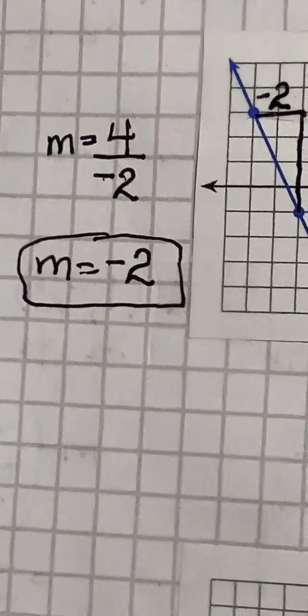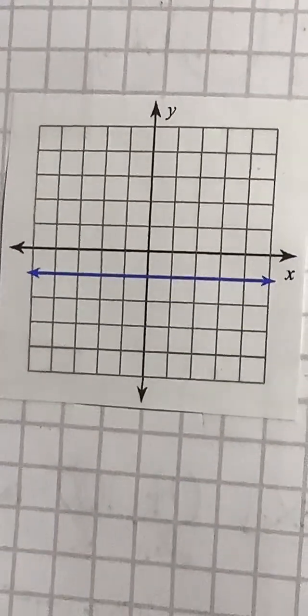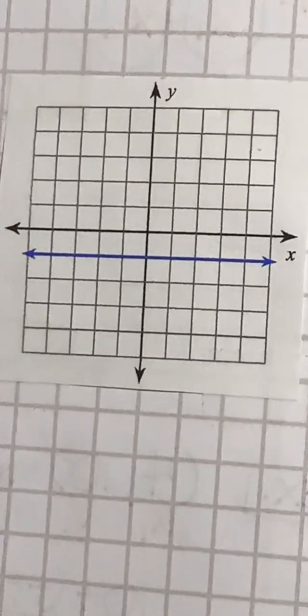All right. So how about this one? What's my slope?